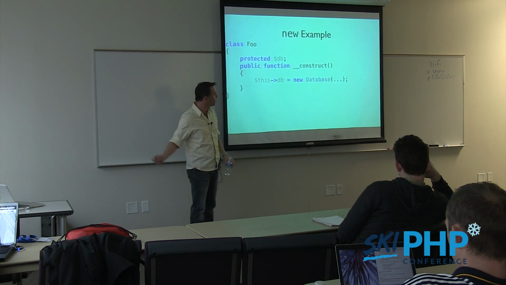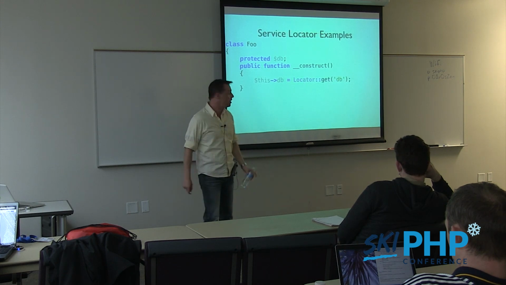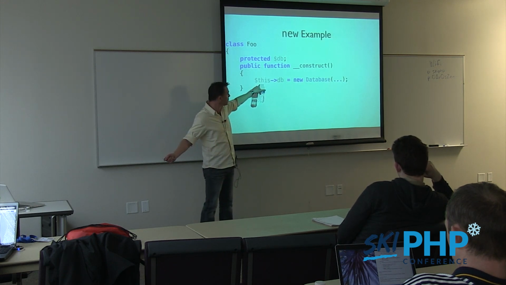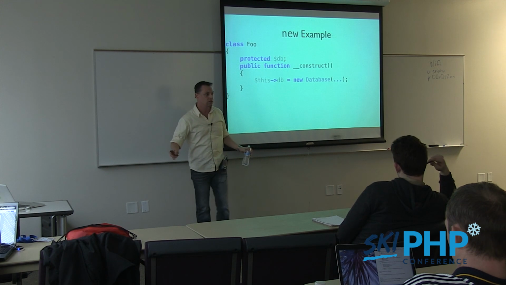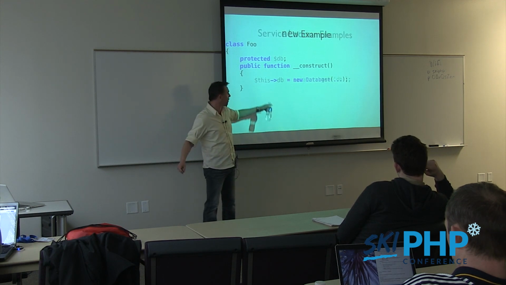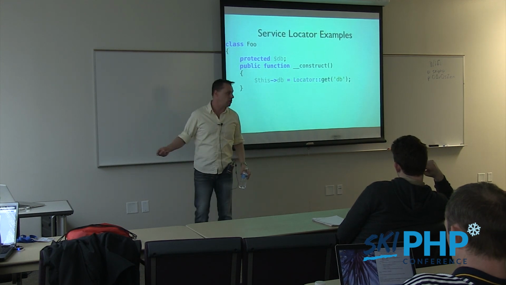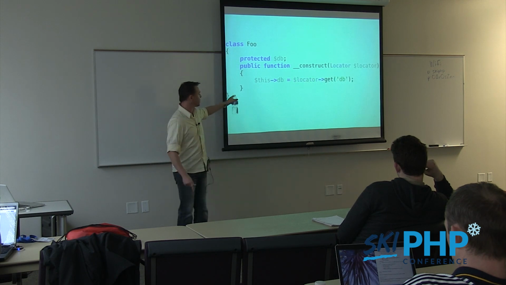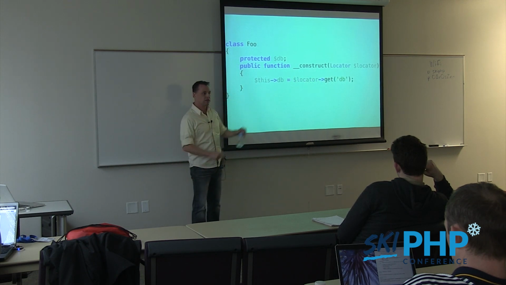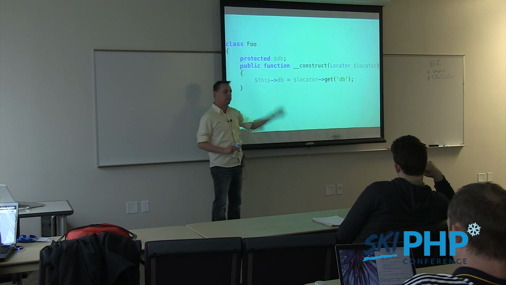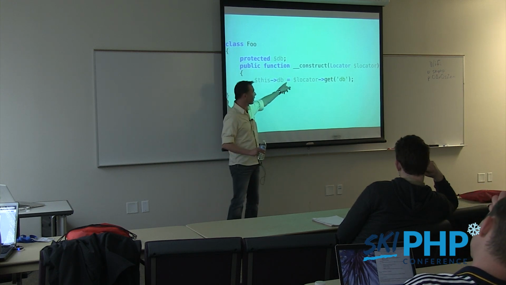Same problem here. Can't tell from the outside what's going on. Now, this is a lot better than this, for lots of reasons. We can change the database object without changing this code, but we still can't tell what the dependencies are. There's another way of doing this, and this is to inject the locator, but we still have the same problem. We know we depend on a locator, but we don't know what the locator is going to be asking for.